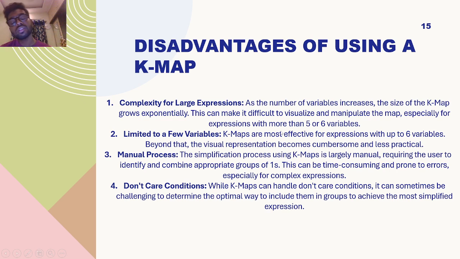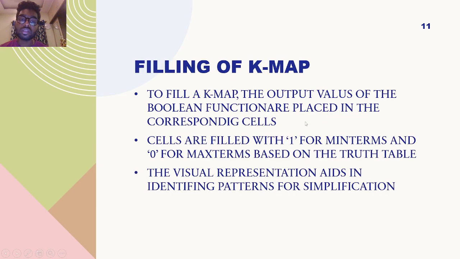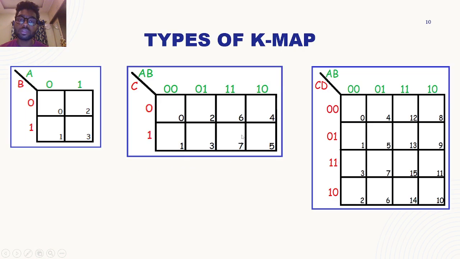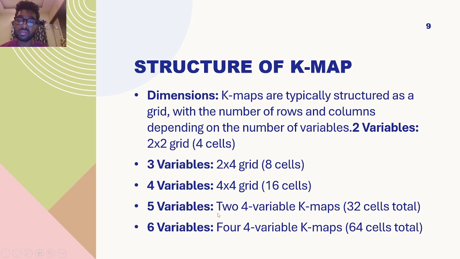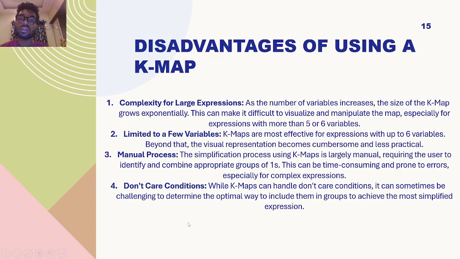So here you can see some disadvantages of using a K-map. Complexity for large expressions: as the number of variables increases, the size of the K-map grows exponentially. This can make it difficult to visualize and manipulate the map, especially for expressions with more than 5 or 6 variables. As I said earlier, K-maps are possible for any number of variables, like you can see a 5 variable, 6 variable. But when we are dealing with such large K-maps with a large number of variables, it becomes very complex, hence it is not preferred.